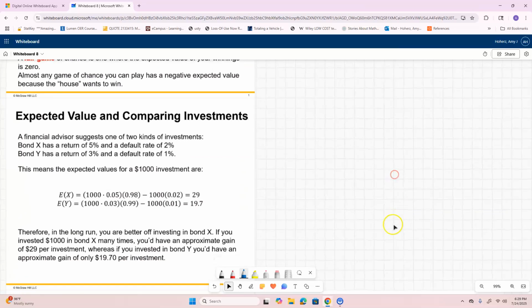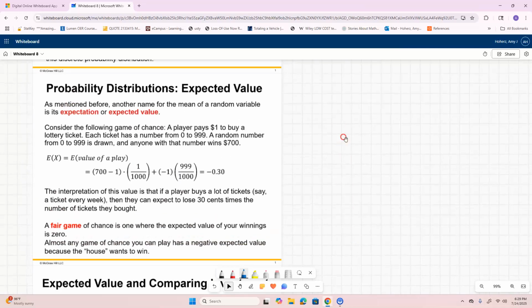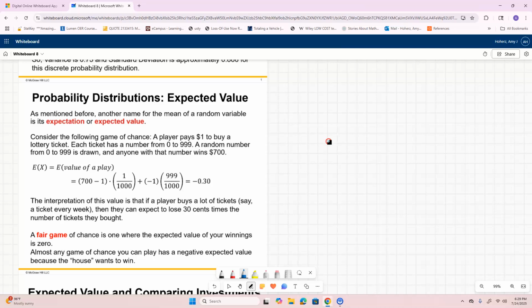we're then going to look at expected values. Remember, expected value is the same thing as the mean. So as mentioned before, another name for the mean is expectation or expected value. And so now we're going to look at games of chance. Remember we said if you had a positive number for an expected value, that means that you would come out ahead after playing several times of the game, expected to come out ahead. If you got a negative, you would be expected to come out losing. So let's analyze a game and see if you would be expected to come out behind or ahead.